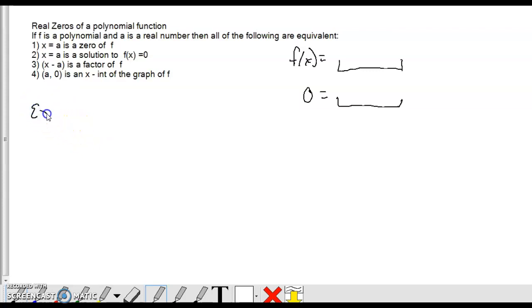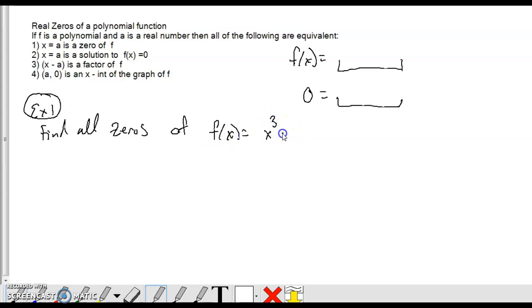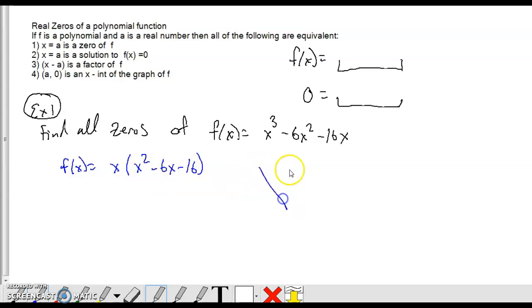So let's do a quick example. Example number 1. We want to find all the zeros of this function. f of x is equal to x cubed minus 6x squared minus 16x. So the first thing I notice is that there's an x in all 3 terms, so I'm going to go ahead and factor that out. So I get x times x squared minus 6x minus 16. And then I'm going to try to factor that one more time.